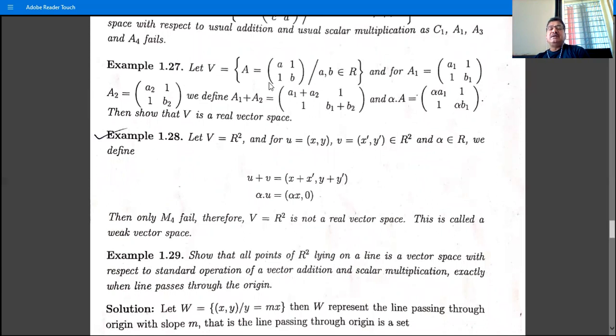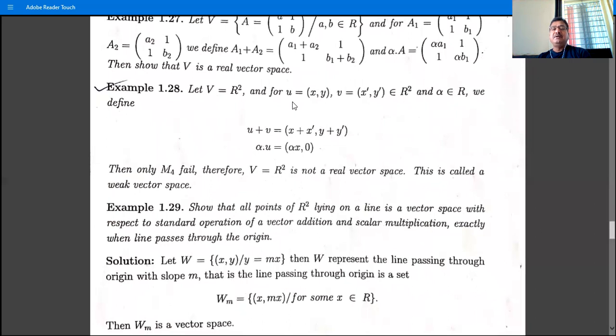Let V be this set, matrices of the form with a, b belonging to R, and then again V is the set of 2 by 2 matrices. For A1 equal to this, B1 equal to this, addition is this, and scalar multiplication is this. Then show that V is a vector space under these two operations. This means we have to write the proofs of the 10 properties.